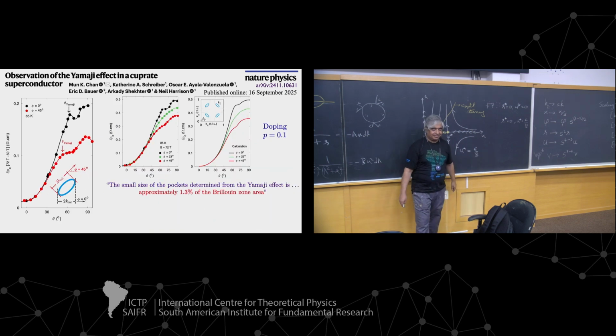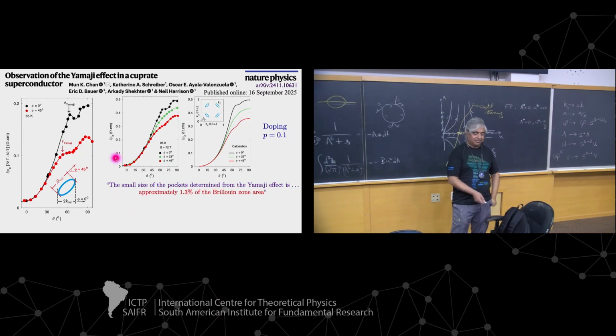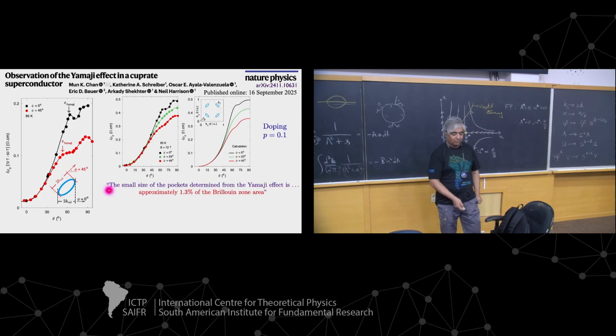So in this paper, here's the data, here's the Yamaji angle. They took this model of ellipses. Here's the experimental observation as a function of theta and phi. Here's the theory calculation from the Yamaji theory. It just works beautifully. And from that, they can deduce their result. This is a quote from the paper: this area of the pocket is 1.3% of the Brillouin zone. All right, they didn't comment much further on what this meant.